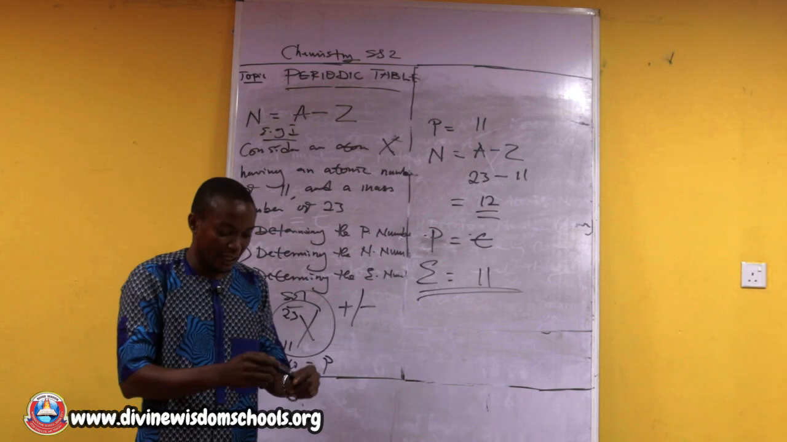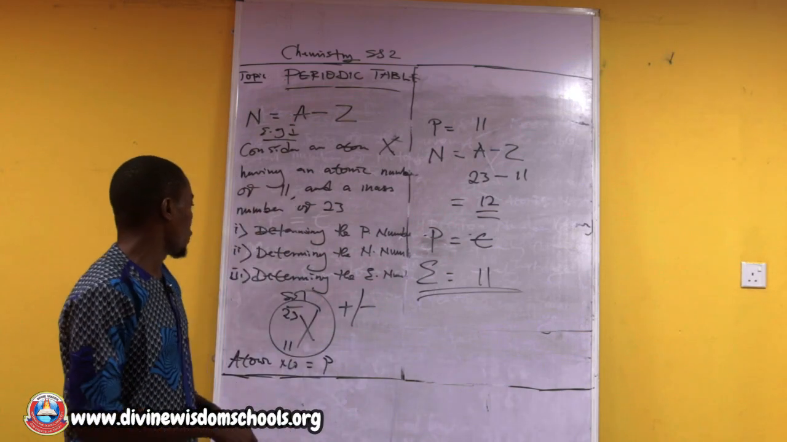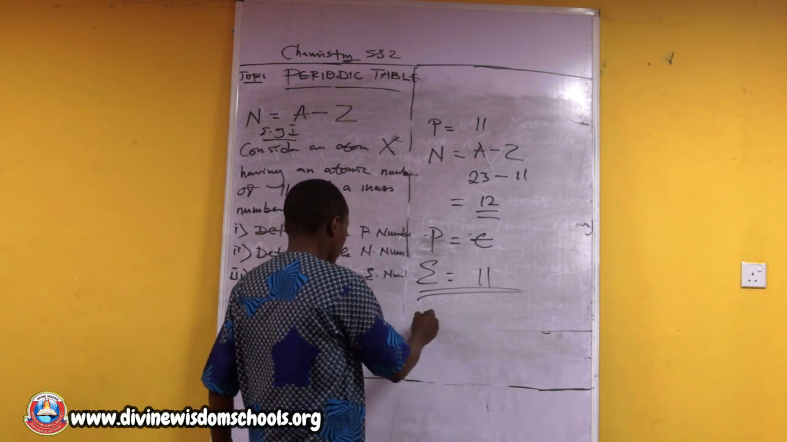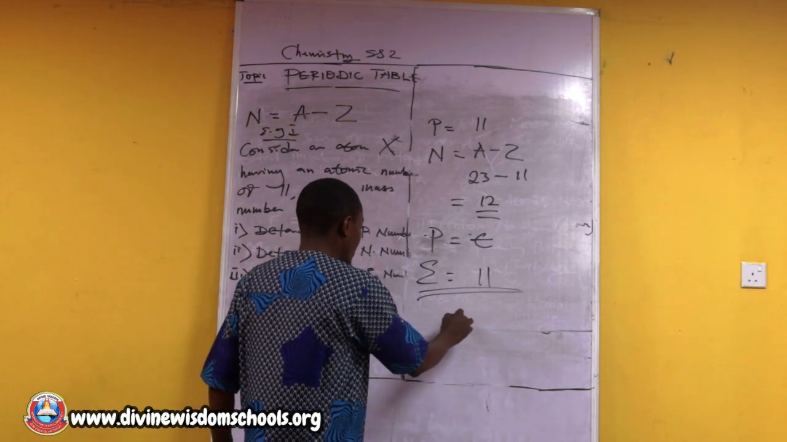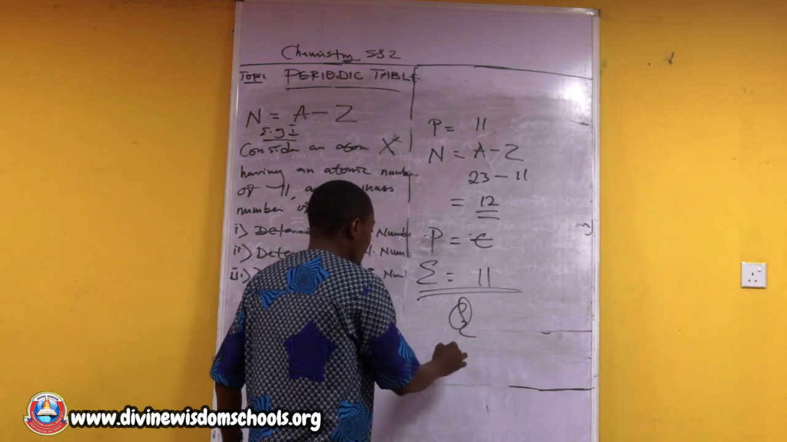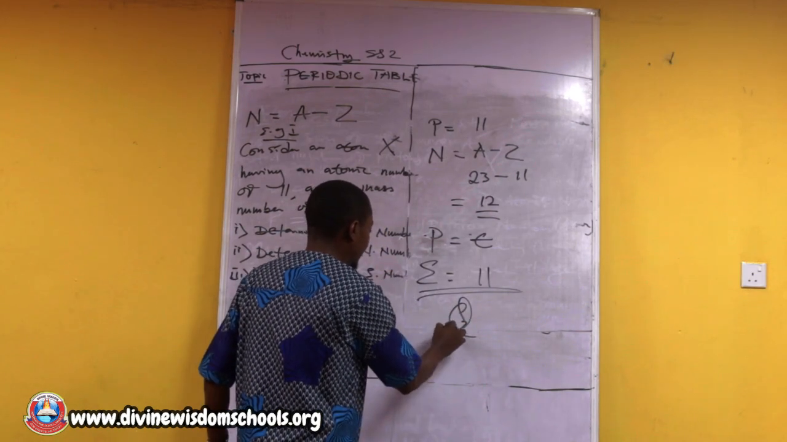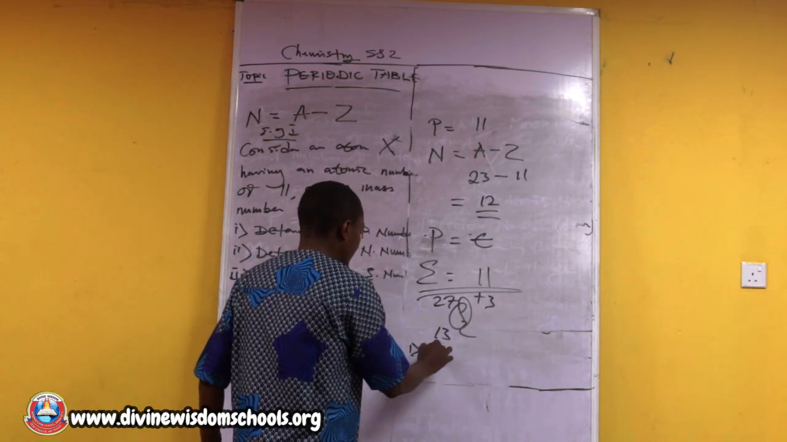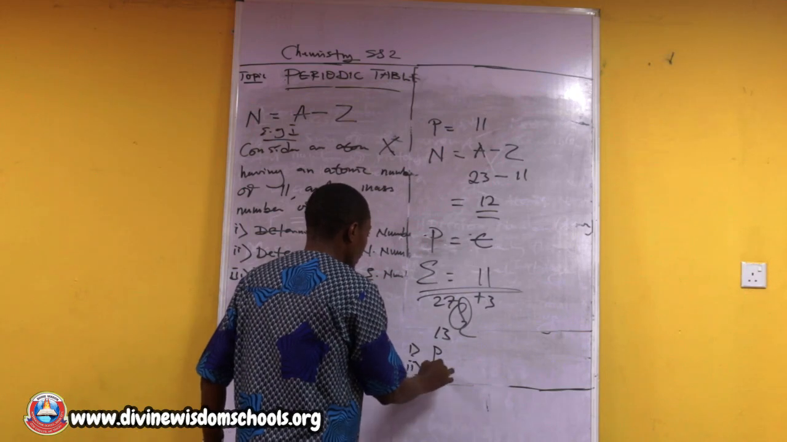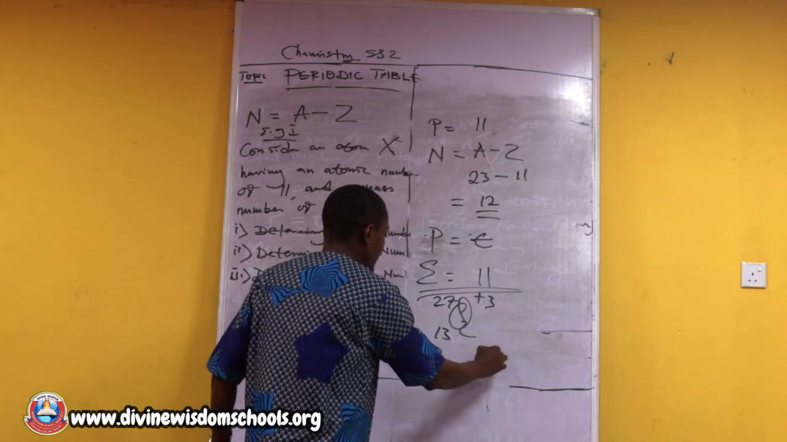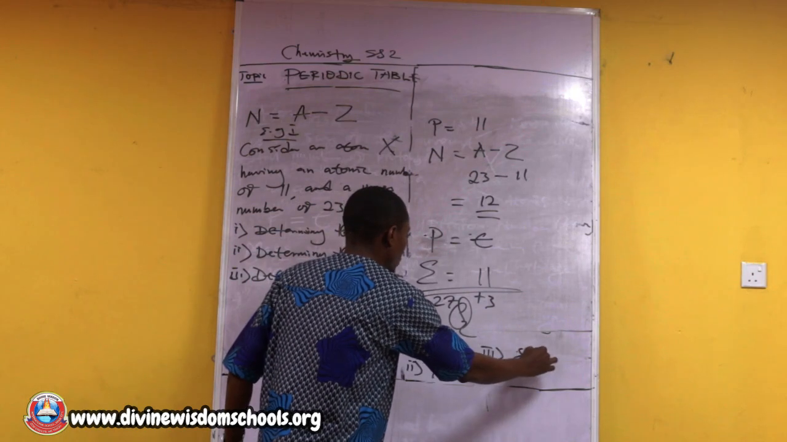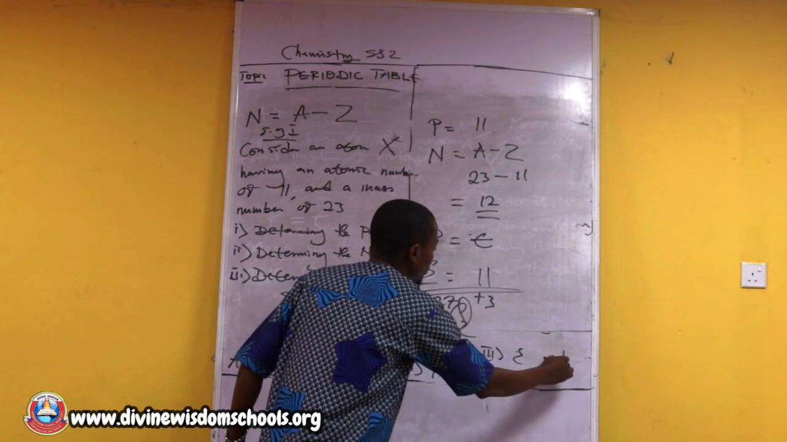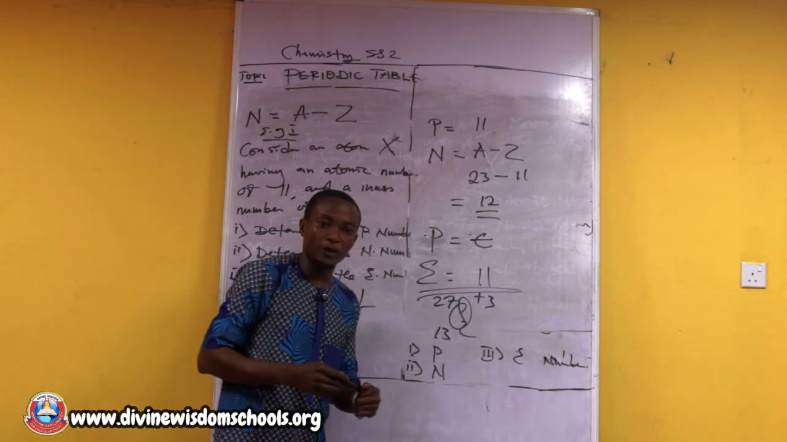So we stop here for today. In our next class, we continue from where we stop. But meanwhile, take this assignment and submit it via the WhatsApp platform. An atom X or Q has an atomic number of 13 and a mass number of 27 plus 3. Determine 1, the proton number, 2, the neutron number, 3, the electron number.